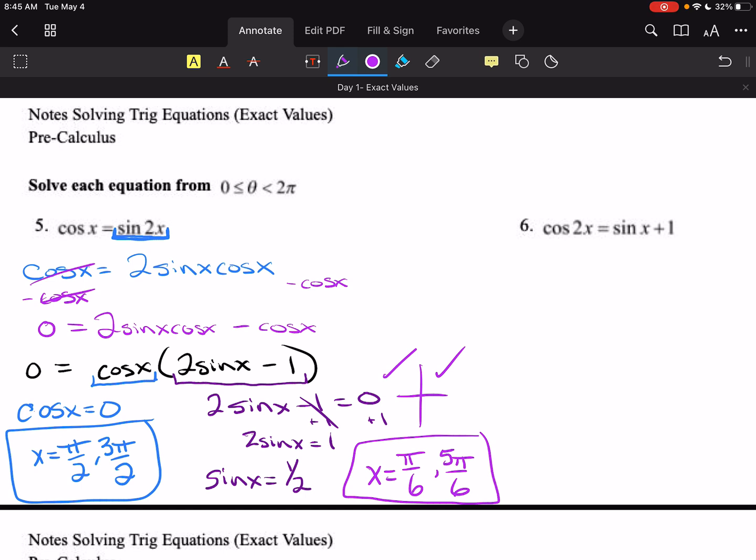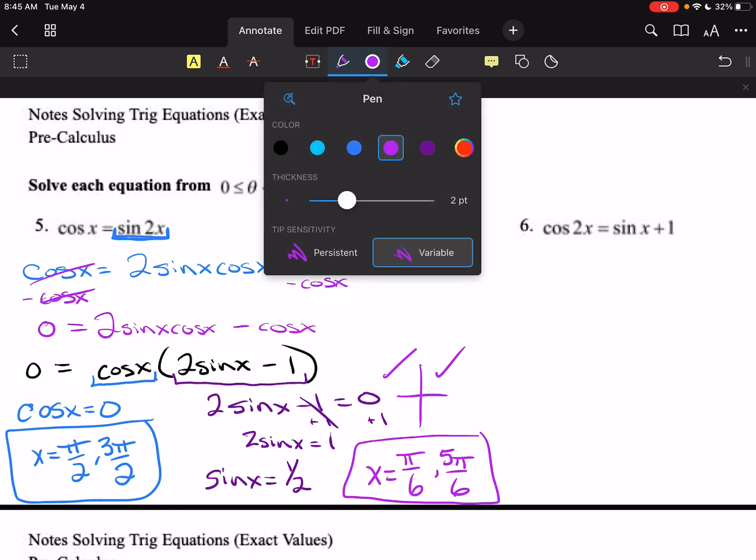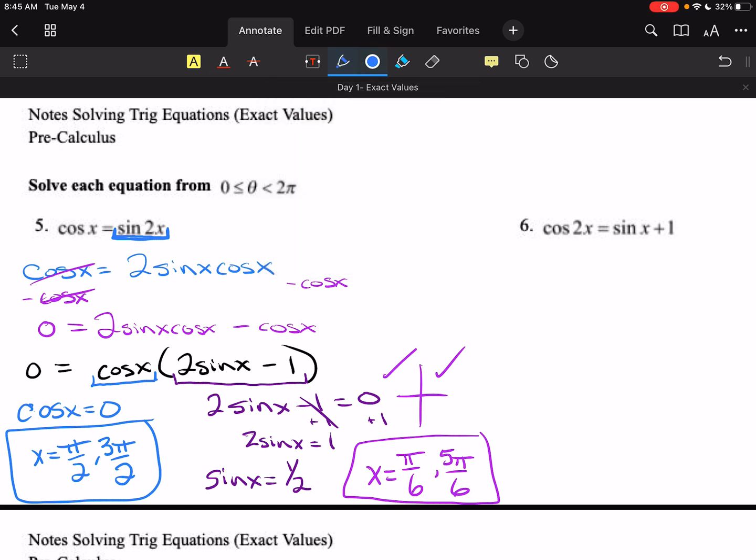Okay. Now, number 6, again, I have a double angle, but this time it's cosine. So I need to think about the right formula to use, right? Remember, cosine of 2x has 3 different options. And the way I kind of pick is by looking at what else is involved in the equation. And I see that I have sine. So I'm going to pick the formula that involves sine. And that would be 1 minus 2 sine squared x.